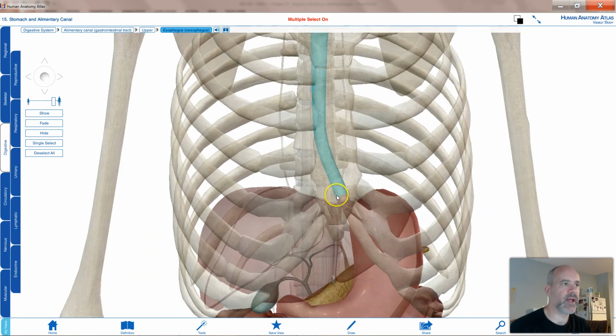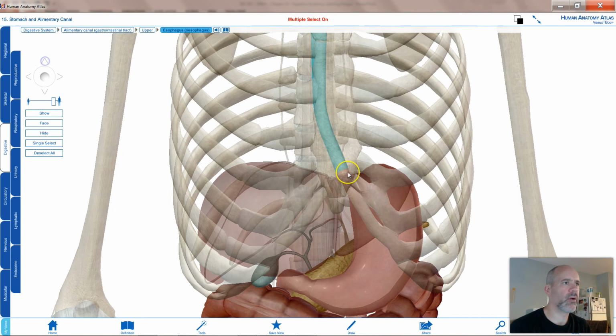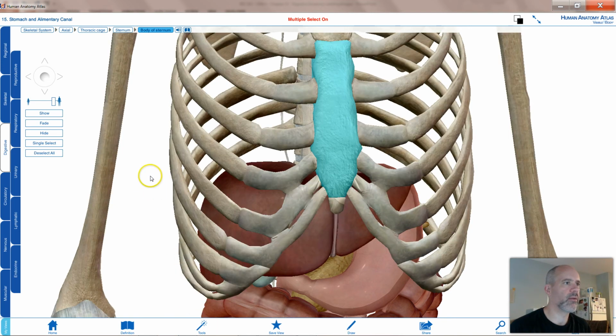Now there is a, let me zoom in here. We hide this bone, get rid of the bone. Oops, let me go back and show everybody again.